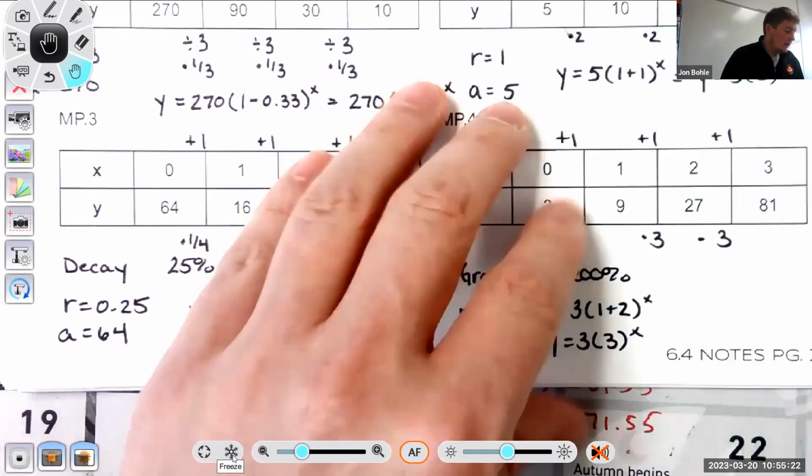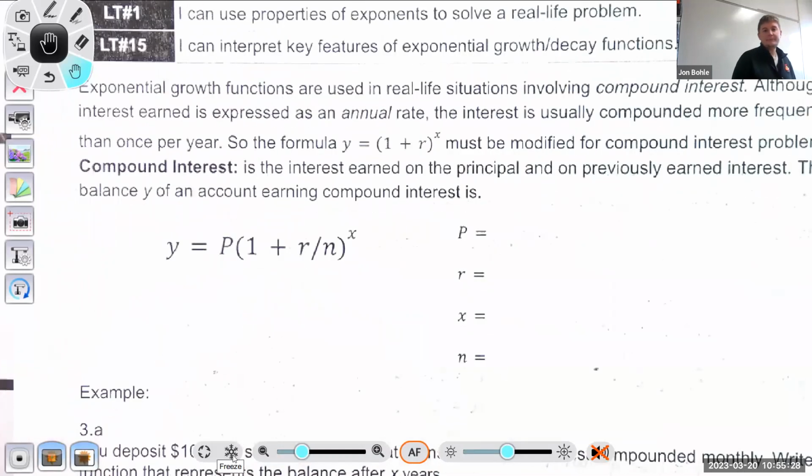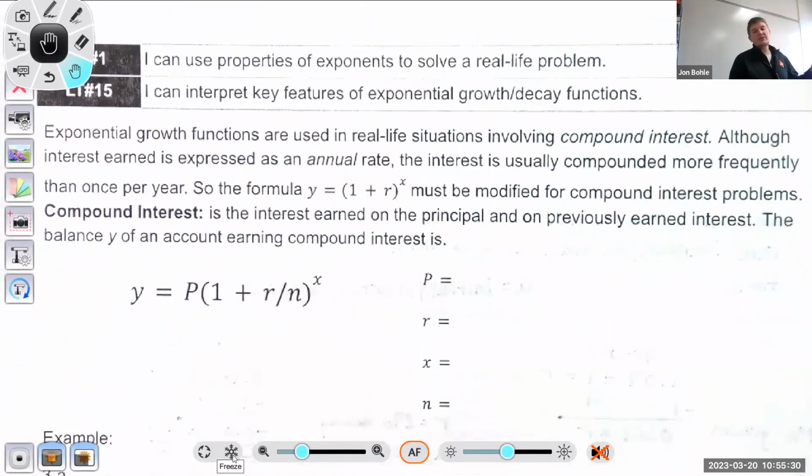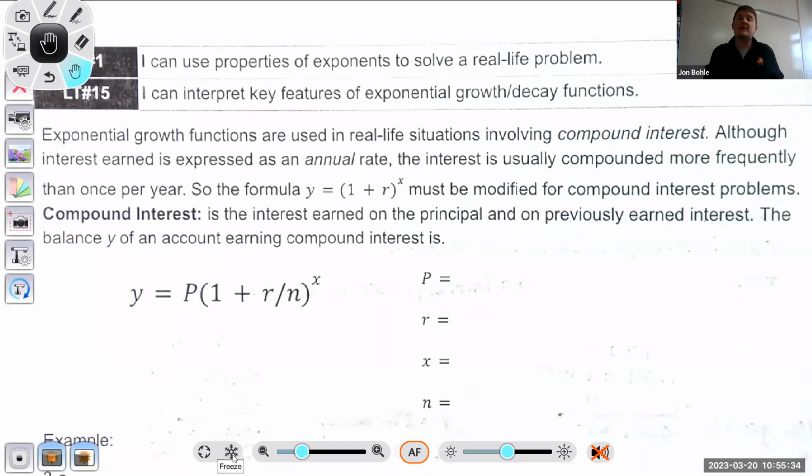All right, let's go to the next page. Now we're going to get into the good stuff. We're going to start using properties of exponents to solve real problems. That's a learning target from a long time ago. Realistically, what it means is you're going to be able to use exponential growth, exponential decay, and also compound interest.